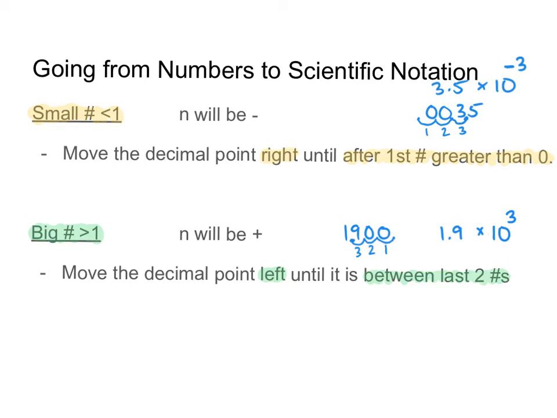All right, so these are our rules that we have to follow to go from real numbers to scientific notation. We're going to do 2 more as practice before we go on to the reverse of this, going from scientific notation to regular numbers. Remember, for small numbers, move the decimal point right until after the first non-zero digit. And for big numbers, I need to move the decimal point left until it is between the last 2 digits. So let's go ahead and look at this as if we're working it out together.